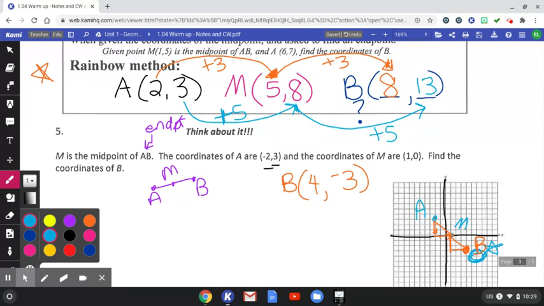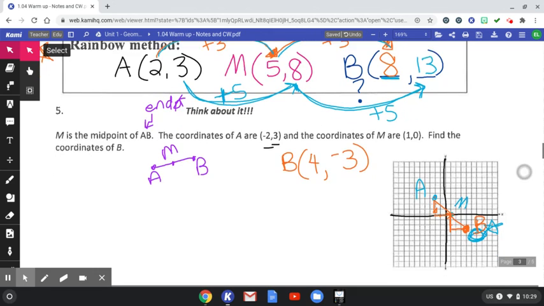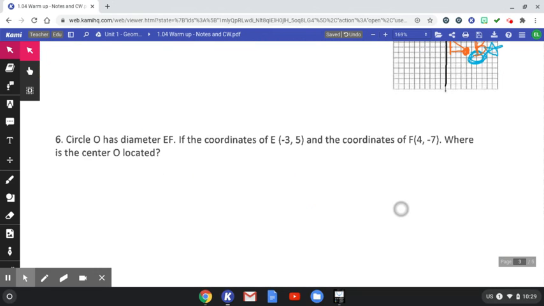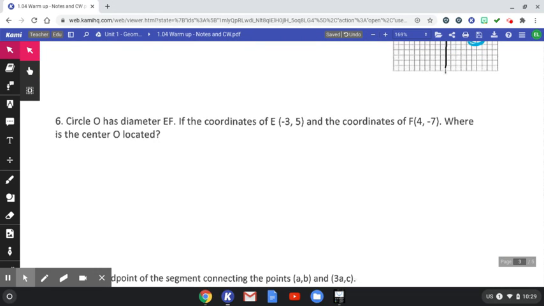So this is what I call, again, the rainbow method. We rainbow ourselves from x to x and then jump that again to find our second endpoint. Then we rainbow from y to y, and we add that same amount, or subtract if we have to, to get the second y value. So number 5, we just did graphically. Number 6 asks it a little bit differently.